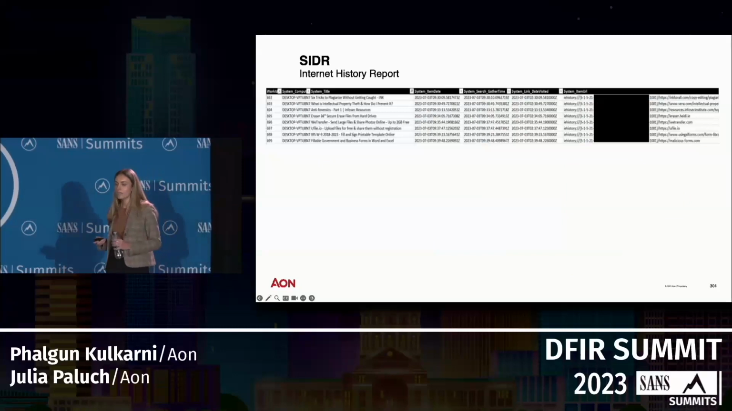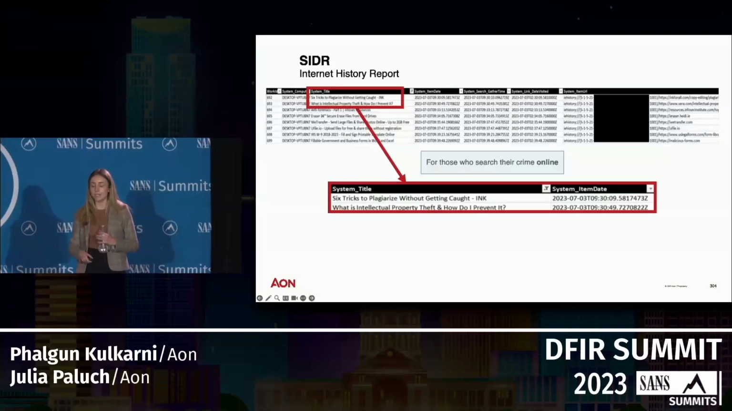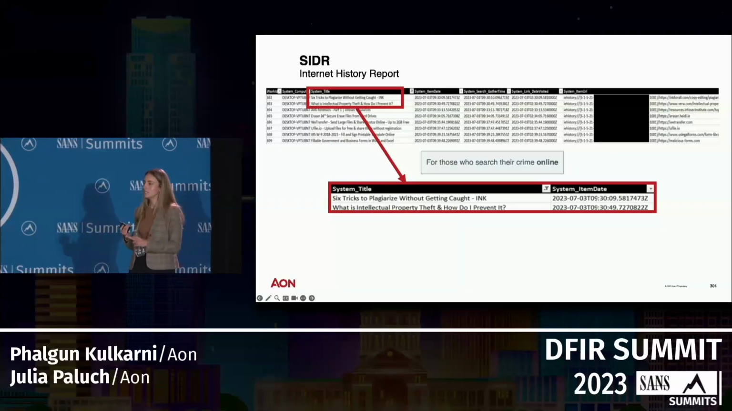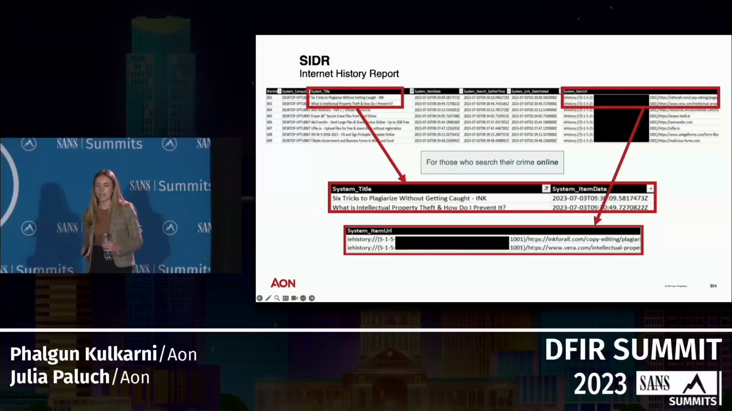And lastly, you get an internet history report. So I have a few examples here. Let's say you have an insider threat case, and this person is Googling how to plagiarize, how to steal intellectual property on their work laptop. Well, you're going to get the title of the website, the date and time of the access, and the link that they had accessed using Edge or Internet Explorer.